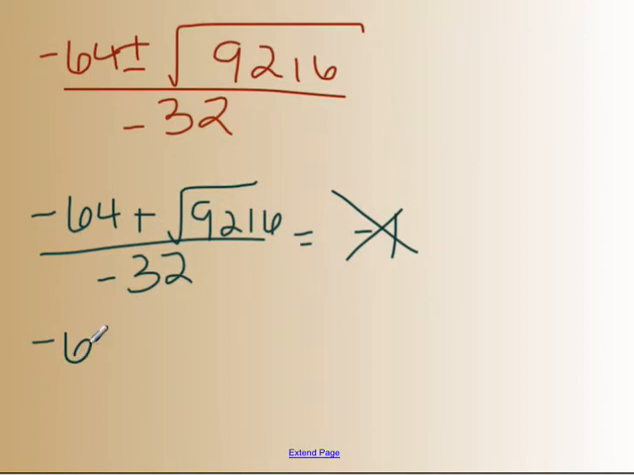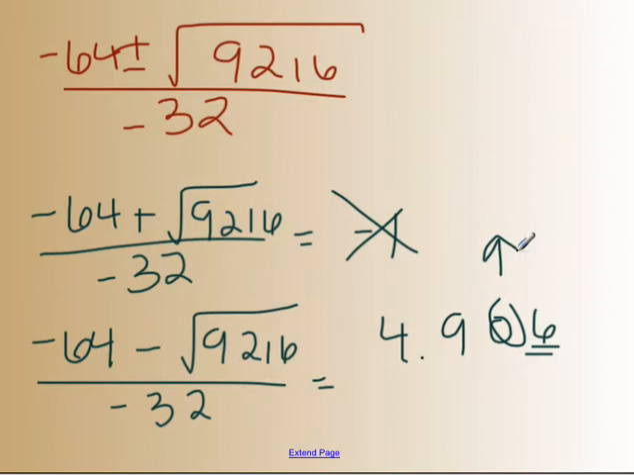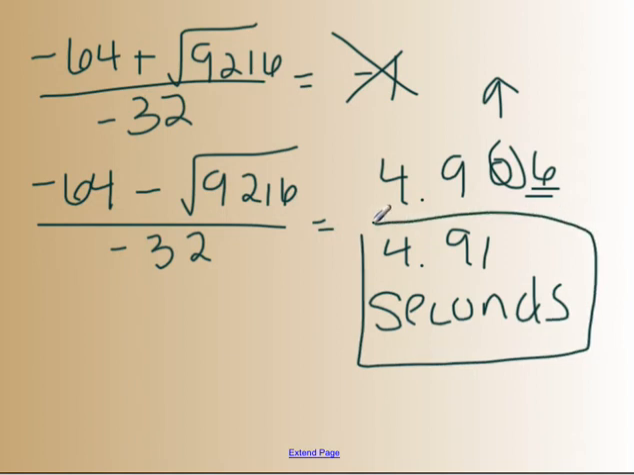Let's try this next one. Negative 64 minus the square root of 9216. Then you're going to hit enter and divide by negative 32. When you do that, you get 4.91. Okay, and then we're going to label it. Oops, sorry, let's take a look at the rounding on that one before we do the answer. So when you plug it in your calculator, the decimals you get are 4.906. Well, the third number is 5 or greater, so we need to round it up. So we get 4.91. And we want to label it seconds because it gives us that t represents seconds. So that object is going to hit the ground after 4.91 seconds.